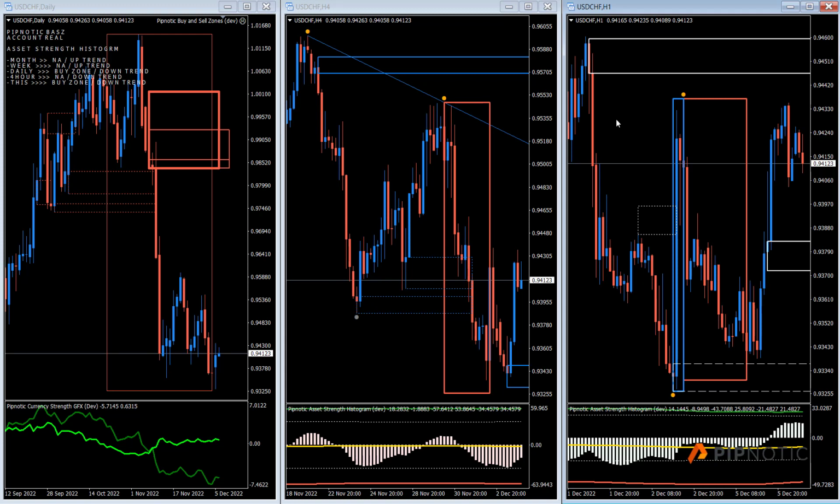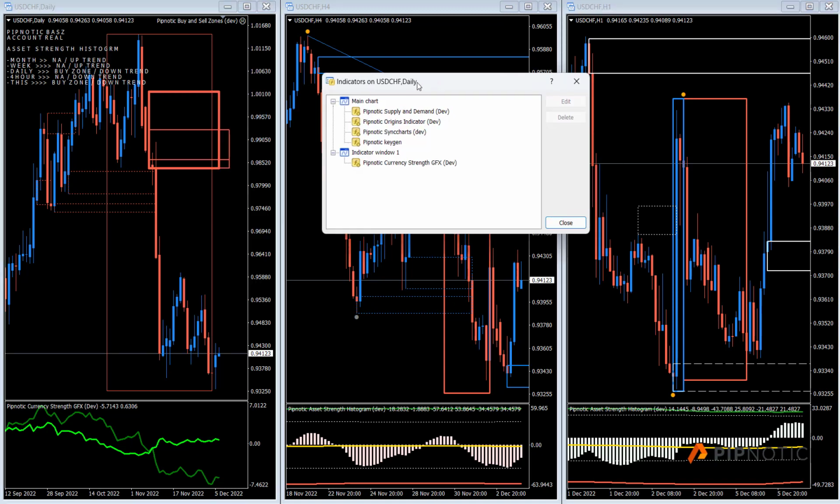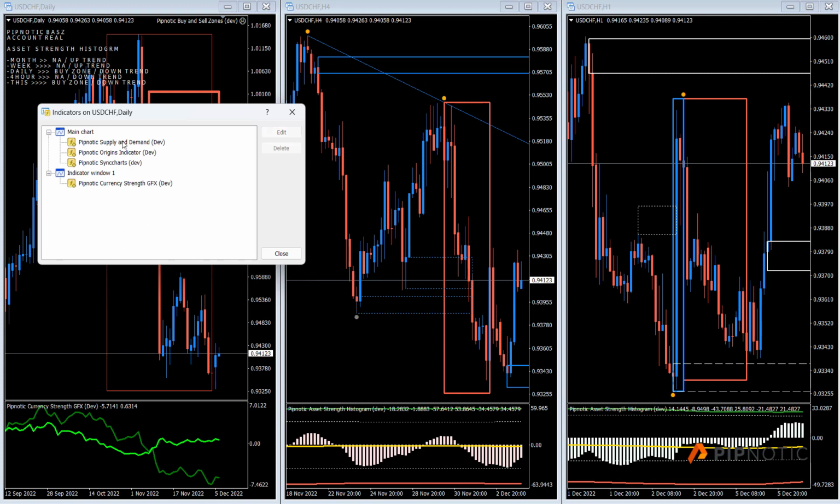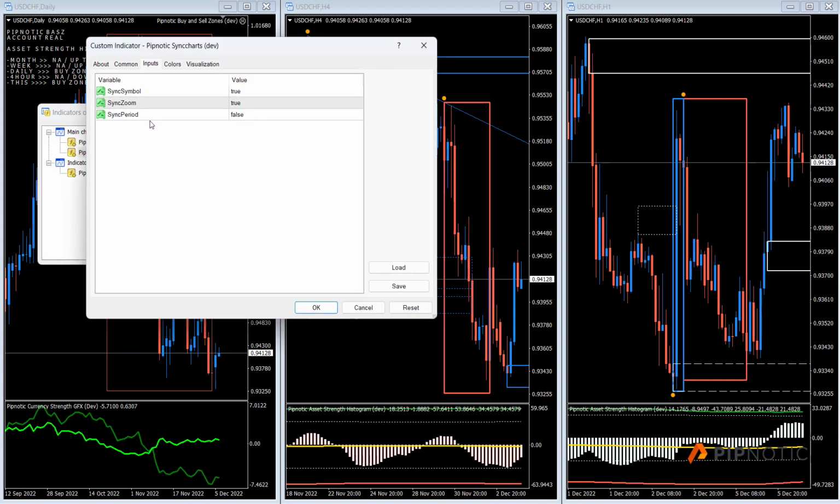Okay, and so I have the supply and demand on this chart, on this chart as well, and on this chart. And on this first chart, I also have the supply and demand trading algo here. Okay, so if we look at the other indicators that I have here, this is rubbish. Here we have the supply and demand on this one. We have this one, it doesn't really matter, I don't look at that. We have sync charts. So ideally you should have these two. You can also have the currency strength or the histogram if you like, but these are the two that are very important. So I have the supply and demand and I have the sync charts. And the sync charts is just syncing the symbol and the zoom, and that's it.